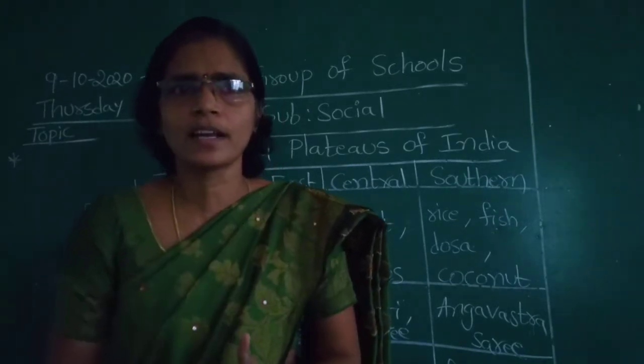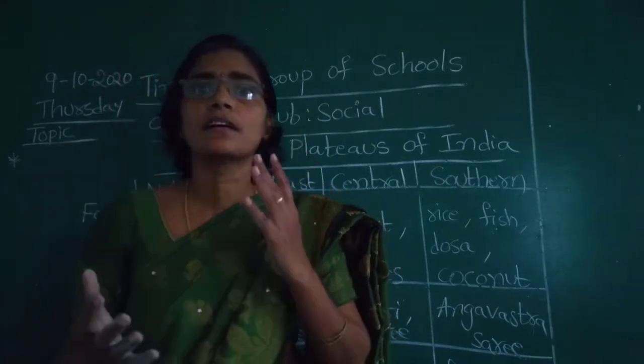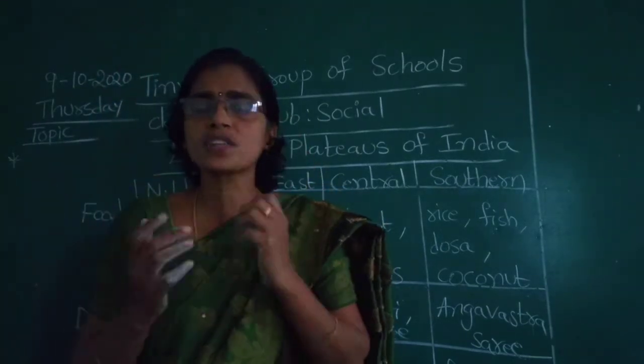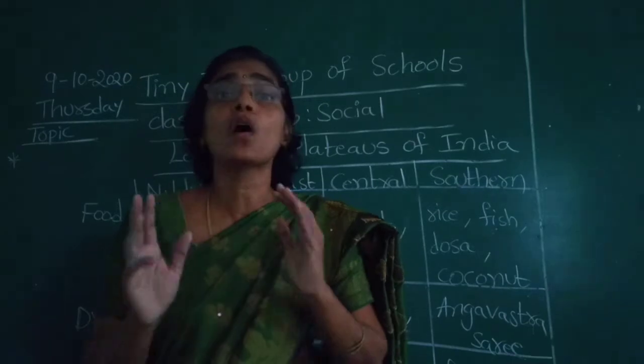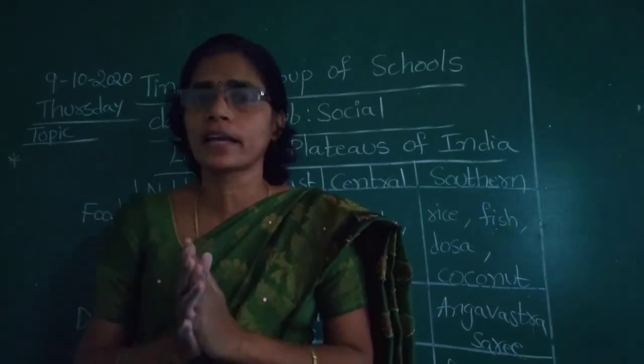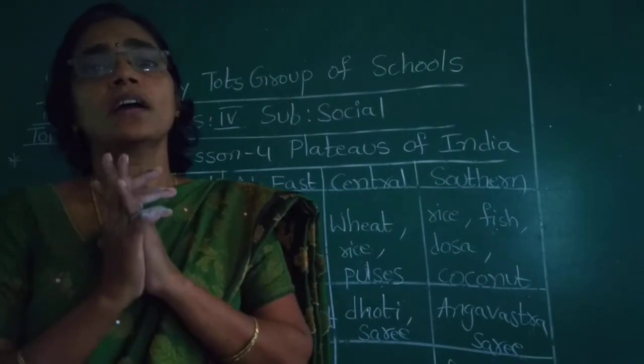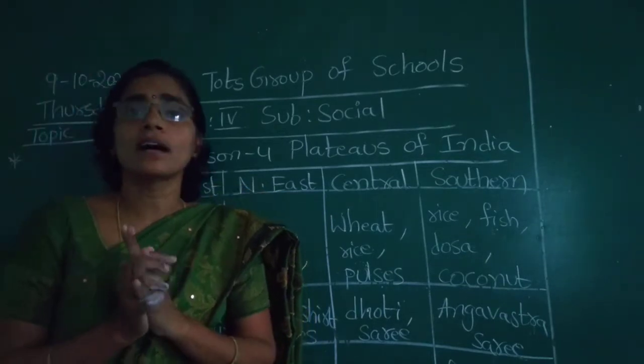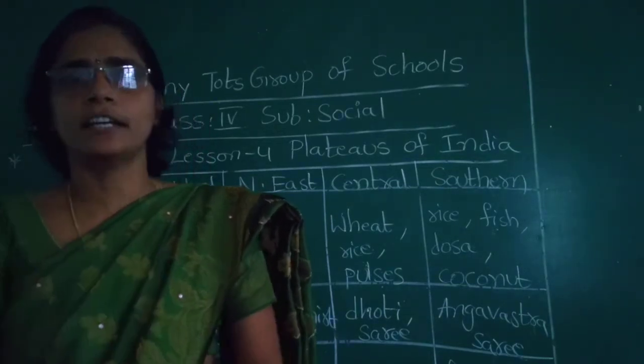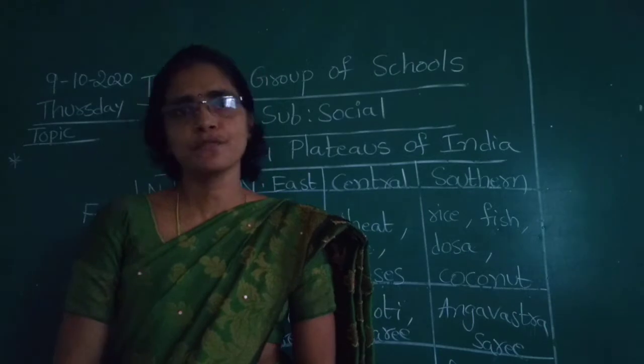What is the meaning of island? The area which is covered by water on four sides. Not three sides, on four sides. That is called island. So, what is the smallest island in India? This is the GK question for today.